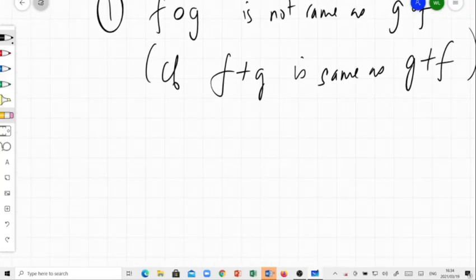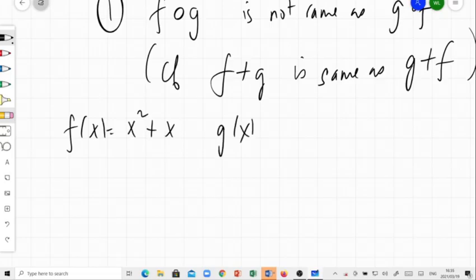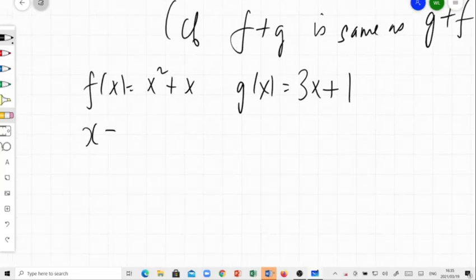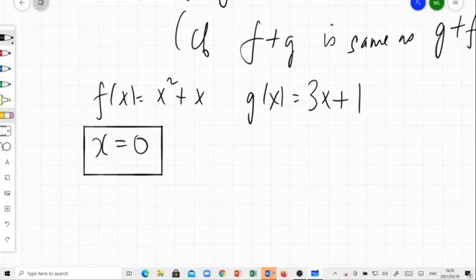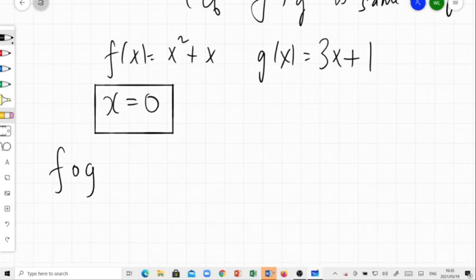So let's give you a counterexample, right? All I have to do is show you one x for which f of g, the operation that transforms x into another number, is not the same as g of f's transformation. So let's say f of x is x squared plus x, and g of x is equal to 3x plus 1, okay? So what I'm going to do here is consider my pre-image of x equals 0, right? So now let's look at how the composite function f of g acts on 0.